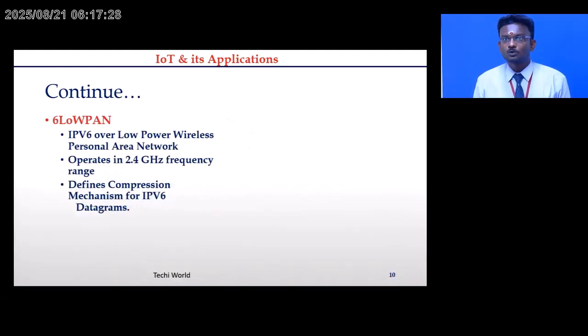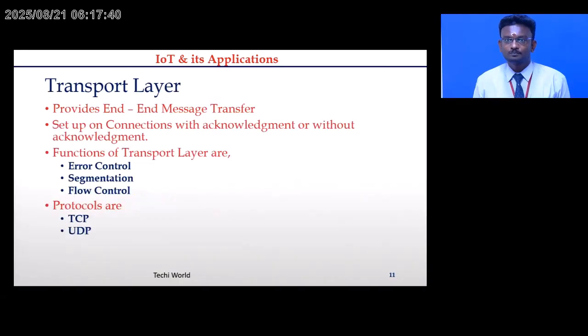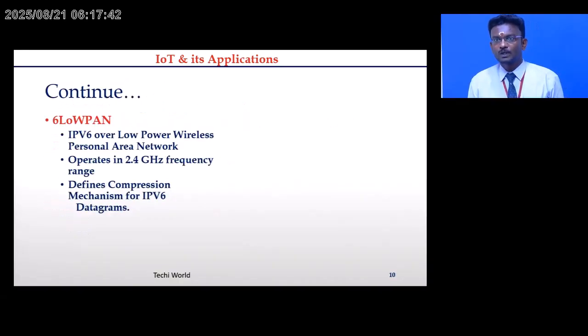And 6LoWPAN is IPv6 over Low-power Wireless Personal Area Networks. Here the frequency will be 2.4 GHz, and when comparing to IPv6, it is low power and has low frequency ranges. So in this video, we discussed the protocols used in two layers, link layer and network layer. Thank you.